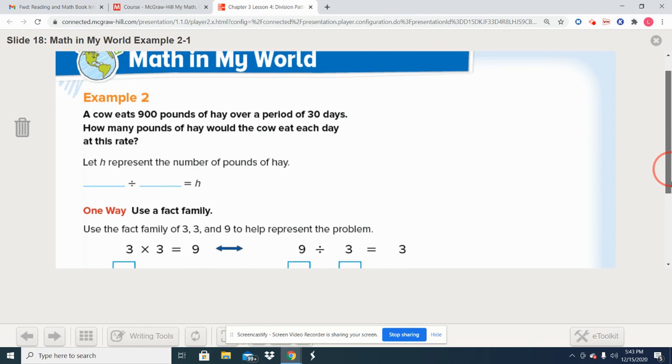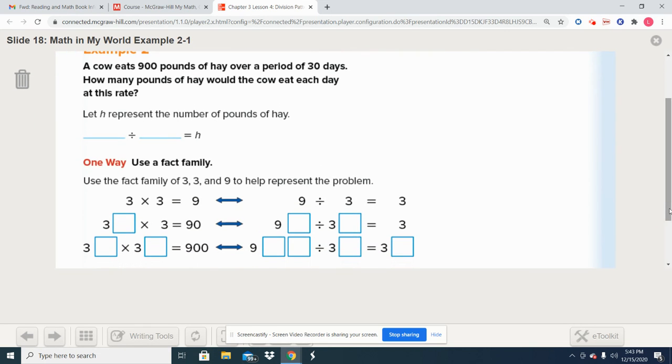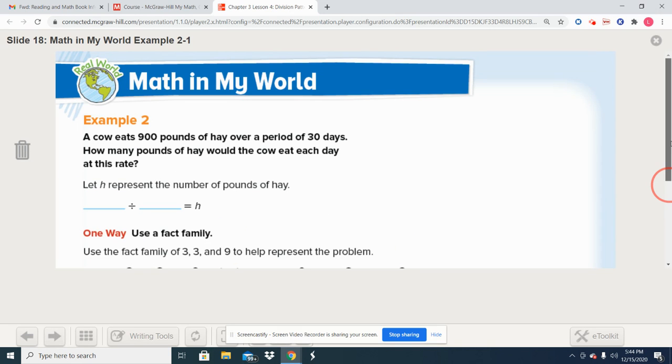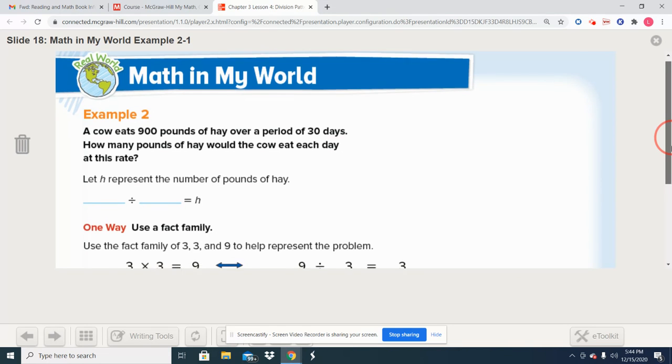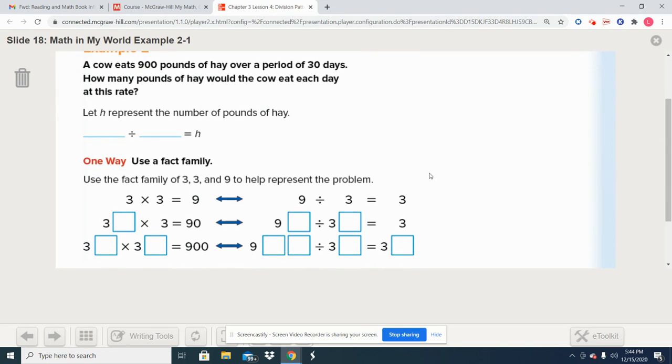That one is a little bit harder for me to explain. So I'm going to go to this next one because this is the strategy I really wanted to explain. A cow eats 900 pounds of hay over a period of 30 days. How many pounds of hay would the cow eat each day at this rate? Let H represent the number of pounds of hay. Use the fact family of 3, 3, and 9 to help represent the problem.